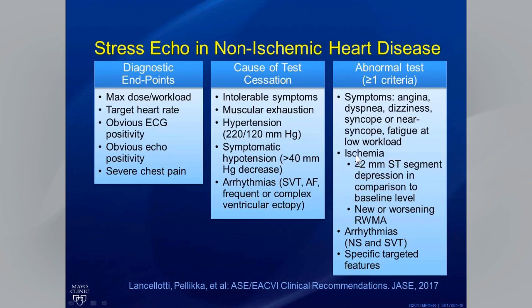Abnormal tests may be defined by the development of symptoms at a low workload, particularly in a patient with valve disease that seems severe, but the patient reports being asymptomatic. You can see if they indeed are asymptomatic or if they develop symptoms. We also look for ischemic ECG or wall motion findings, significant arrhythmias, and then there are specific targeted features, such as the development of a more than 50 millimeter mercury interventricular obstruction in a patient with hypertrophic obstructive cardiomyopathy.